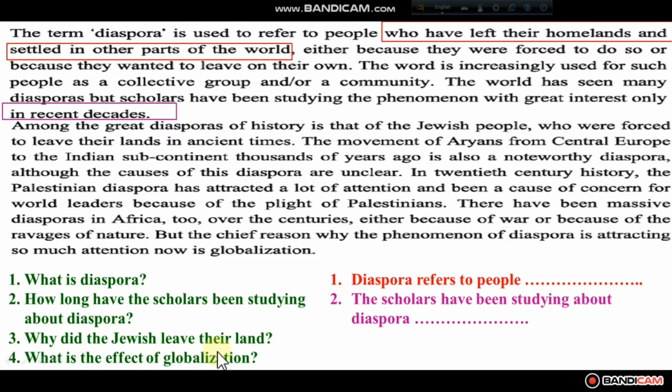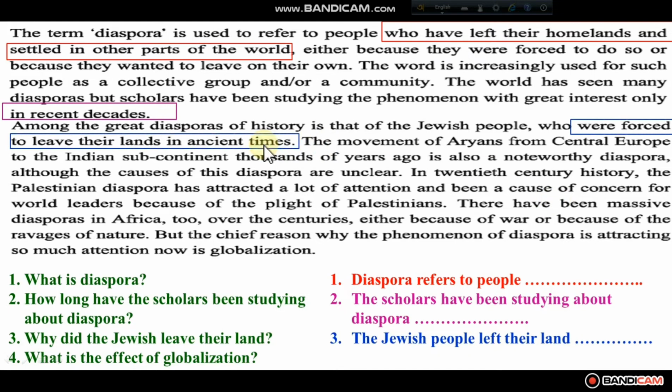Why did the Jews leave their land? Okay. Among the great diaspora of the history, that of the Jewish people who were forced to leave their land in ancient time. First, people leave their land because they were forced to leave. So the Jewish people left their land because they were forced. You have to write here they were forced to leave their homeland in ancient time.